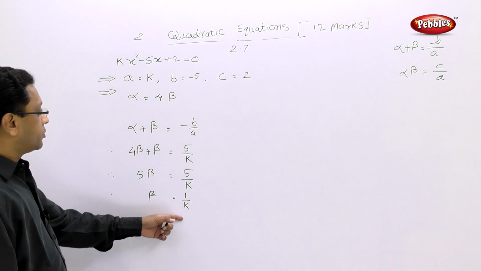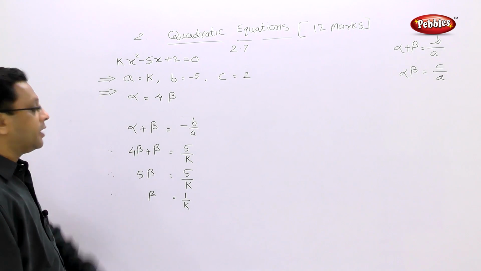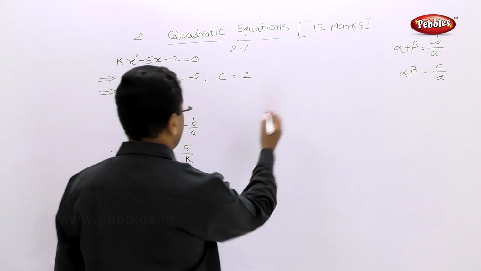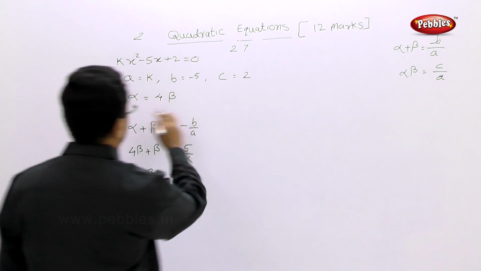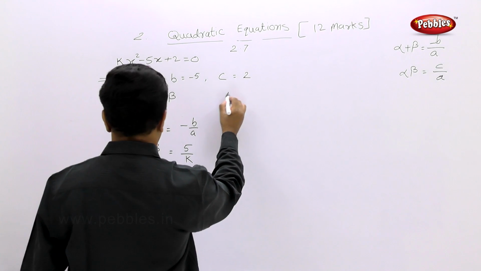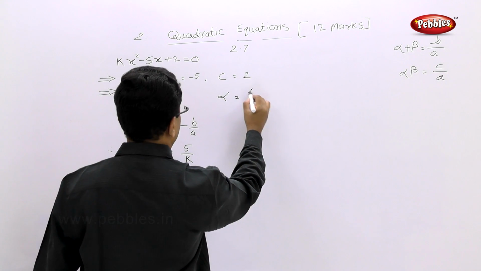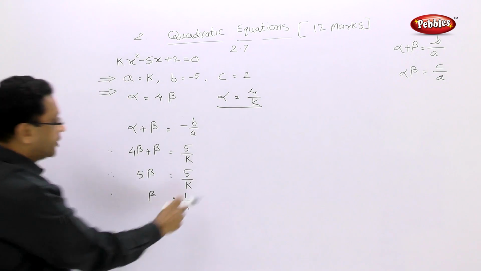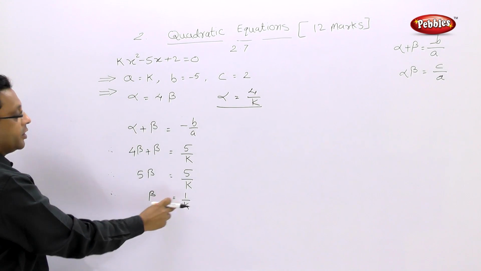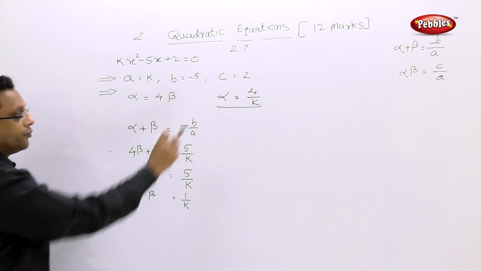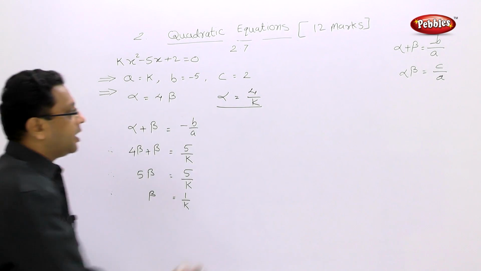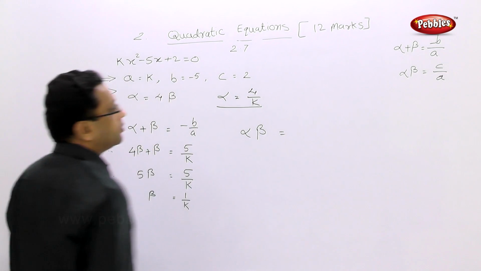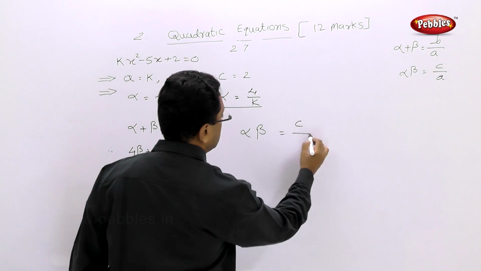Now we can substitute this beta and find out the value of alpha. So alpha is equal to 4 upon k. This is the value we get from here. Beta is 1 upon k, so alpha is equal to 4 upon k. Now let us take alpha beta. Alpha beta is equal to c upon a.